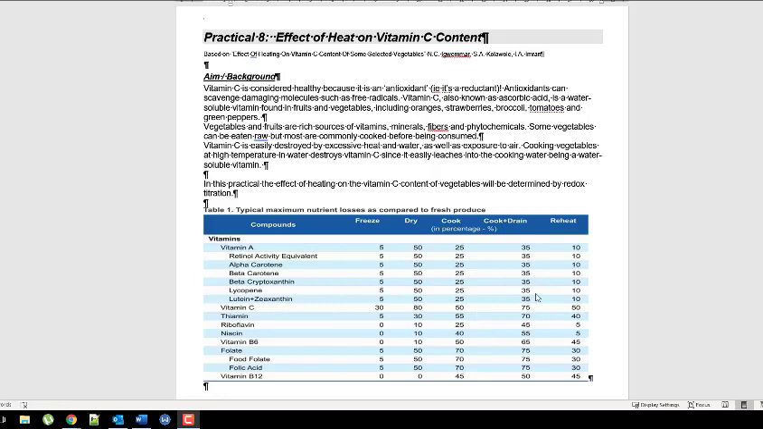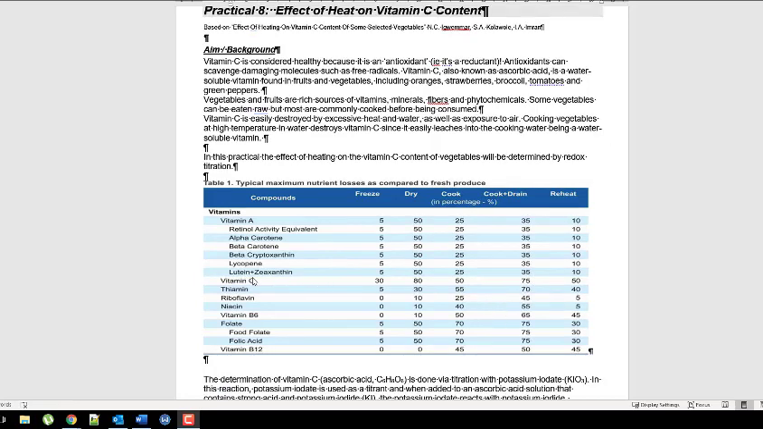And if you boil a vegetable in water, some of that vitamin C will leach out into the water. And once you drain that water, you could lose up to 75% of the vitamin C content of that original food. Now, this table here applies to naturally occurring vitamin C. In our experiment, we'll be using some naturally occurring vitamin C and also some artificial vitamin C in the form of ascorbic acid.